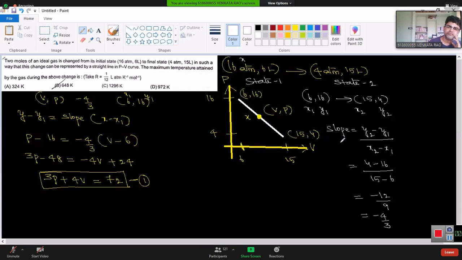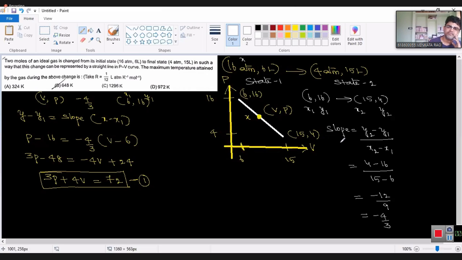Sir, after that, using the ideal gas equation, we will get T is equal to PV by nR, PV by 2R. And after that, using the maxima condition. What is the maxima condition? First derivative is equal to 0. Okay, done. First derivative is 0, sir. Okay, very good.